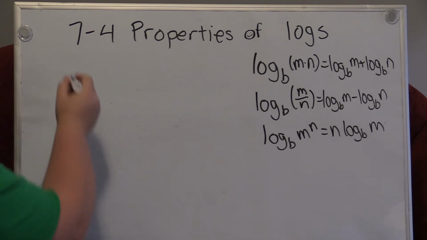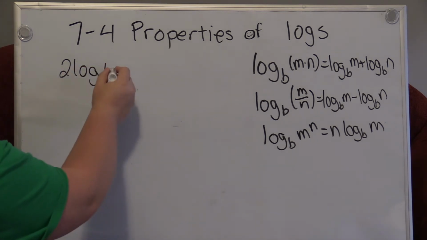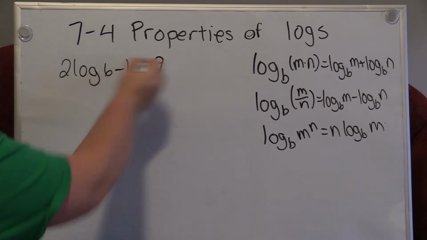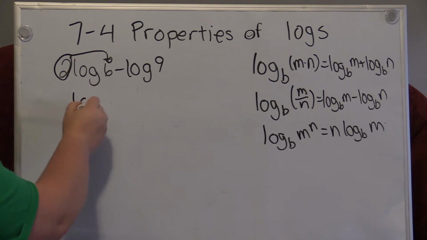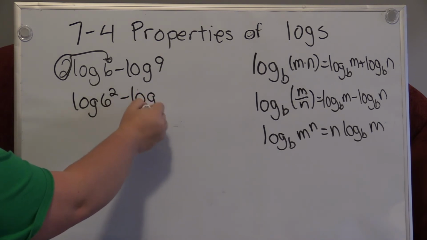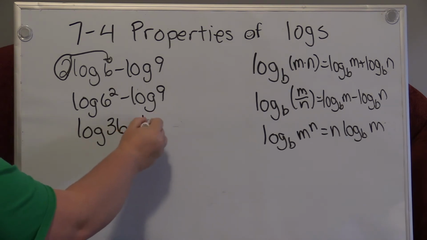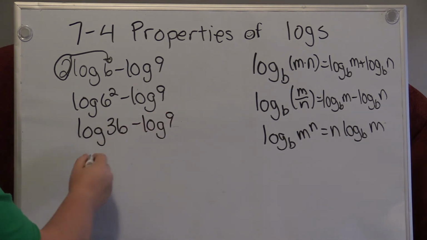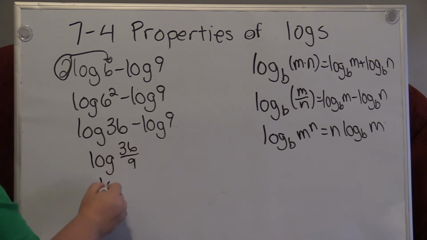Now, I have 2 log of 6 minus the log of 9. This goes up as the exponent. I get the log of 6 squared minus the log of 9. This becomes log of 36 minus the log of 9. And when we subtract logs, we divide them. 36 over 9 becomes log of 4. Good stuff, huh?